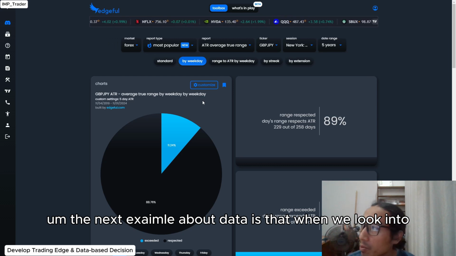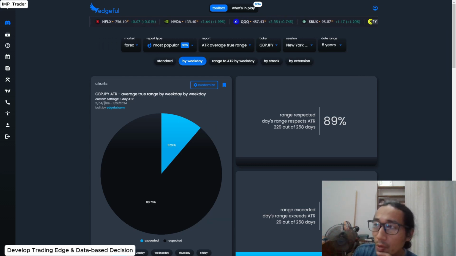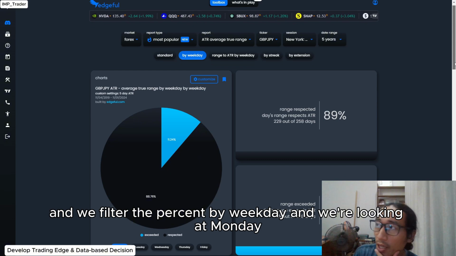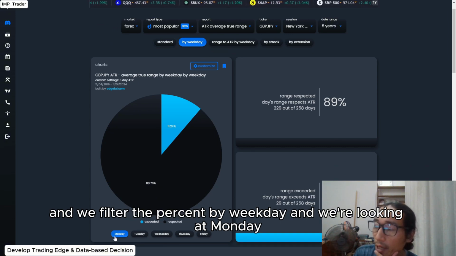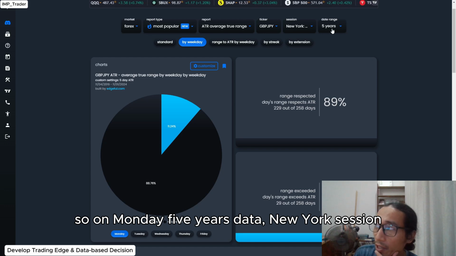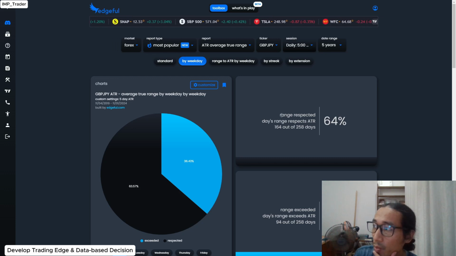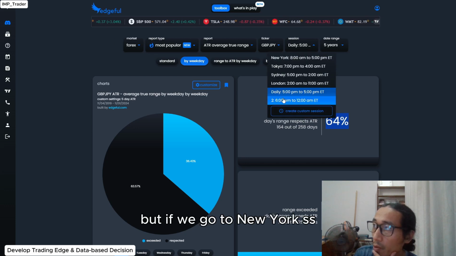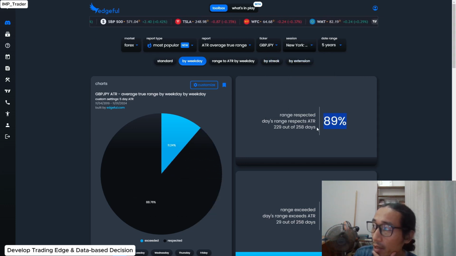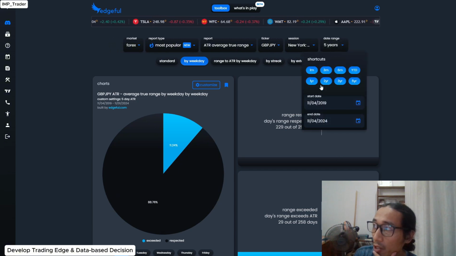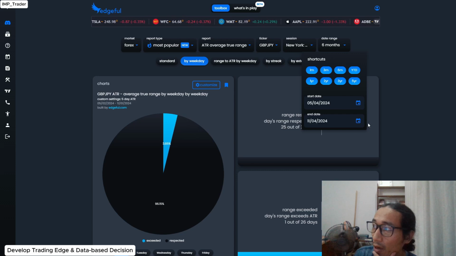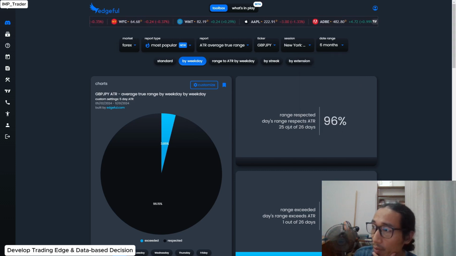The next example about data is when we look into GBP/JPY in this case, and we filter the percent by weekday, and we're looking at Monday. So on Monday, 5 years of data, New York session. Let's go with the daily. You can see the range respected really goes down to 64%. But if we go to the New York session, it's like 89%. If we use a shorter data set, we are seeing 96% of the time the range respected the daily.